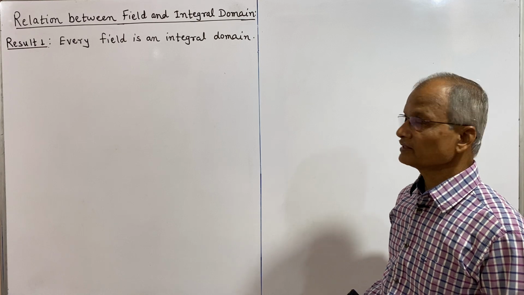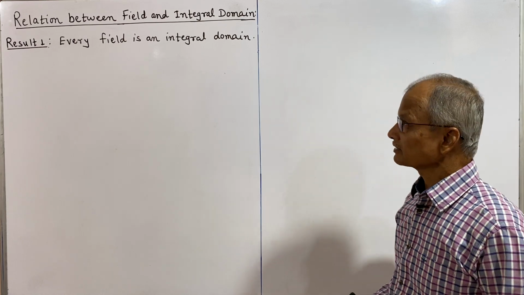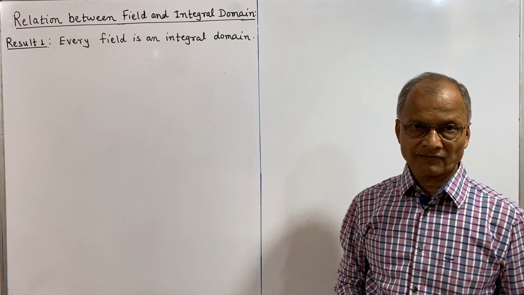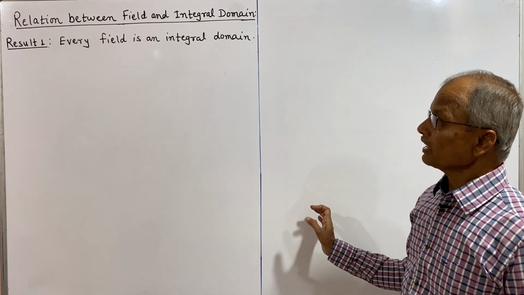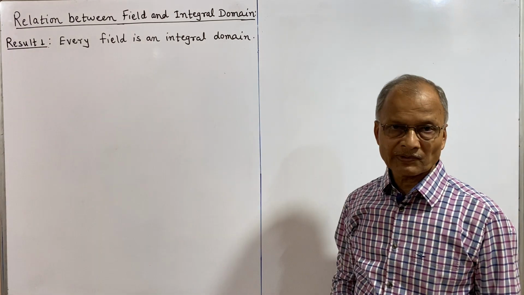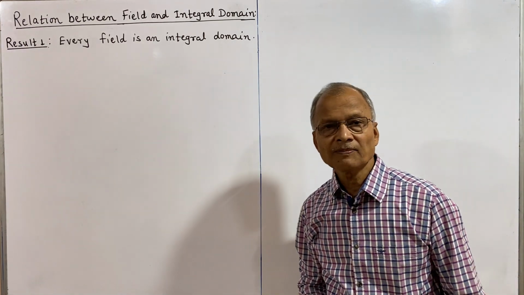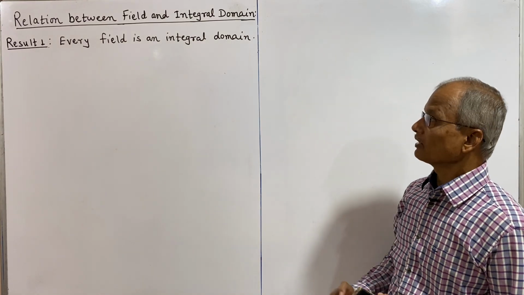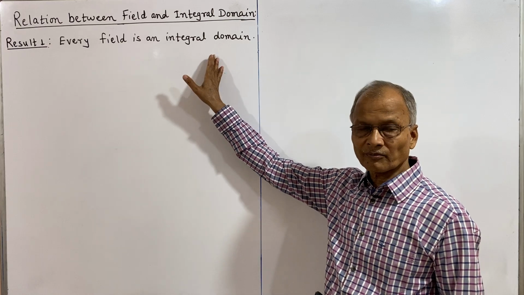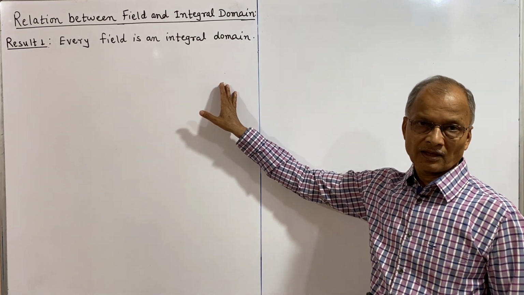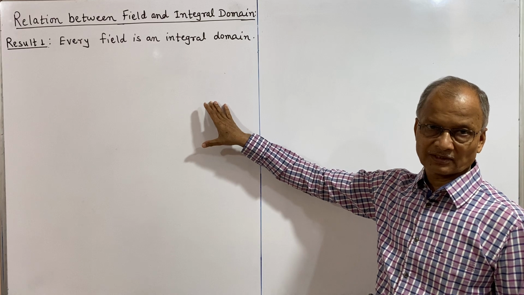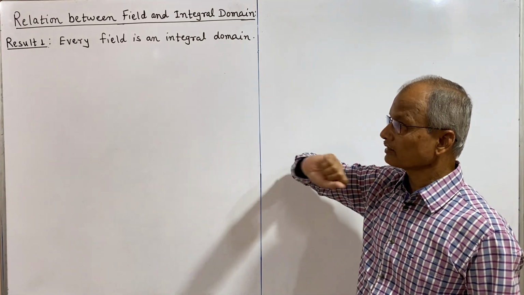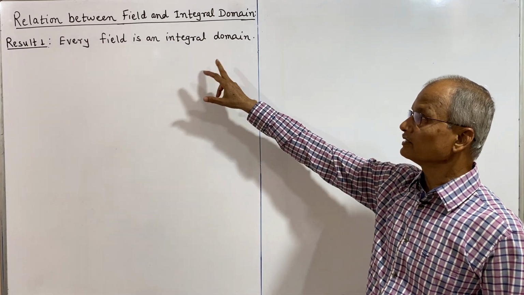First is every field is an integral domain, and then the second result we shall study is a finite integral domain is a field. So we know the meaning of field. A field is a commutative ring with unity in which every non-zero element has a multiplicative inverse. And what about integral domain? An integral domain is a commutative ring without zero divisor. And we have the first result as every field is an integral domain.